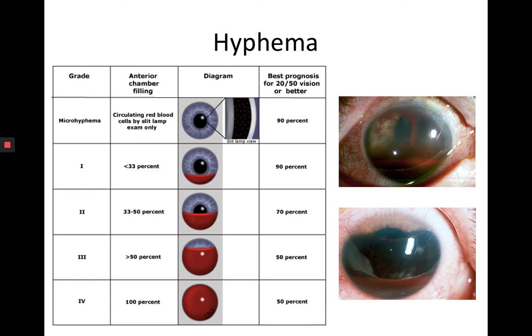There's a grading system for hyphemas, and it goes from grade 1 to grade 4, depending on the percentage of the anterior chamber that's filled with blood. So in this top image, this is a grade 1 to 2 hyphema. As you can see, it's less than 50%, maybe more than 33% filled with blood. And then in the bottom image, this is a grade 4 hyphema. As you can see, the layer of blood is pretty high up, almost 100%, and definitely affecting the visual axis.